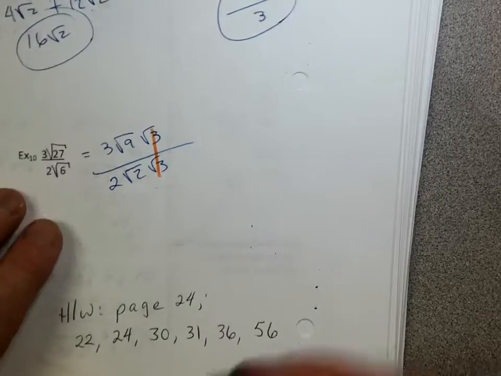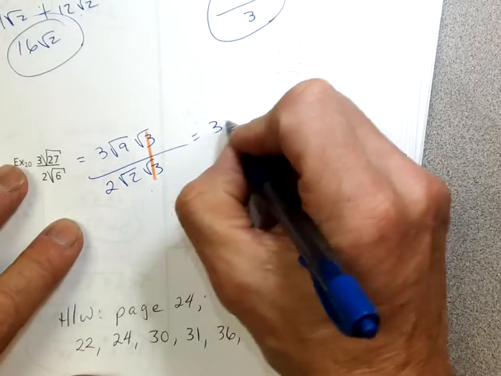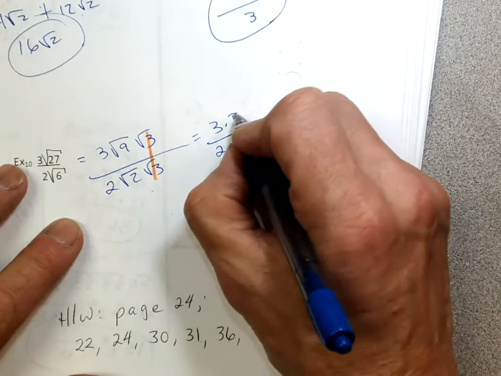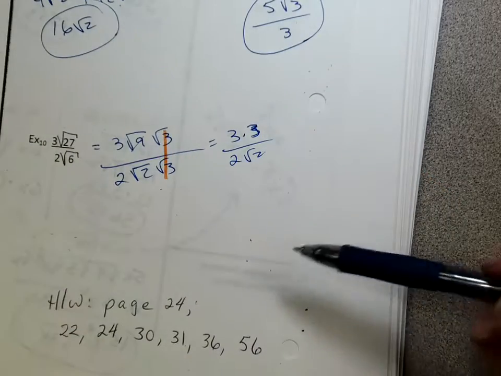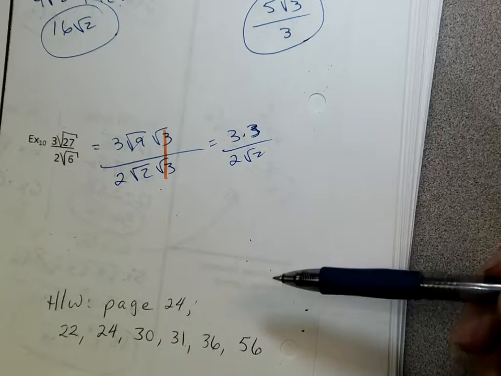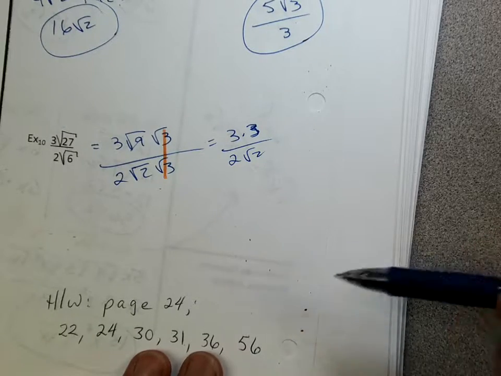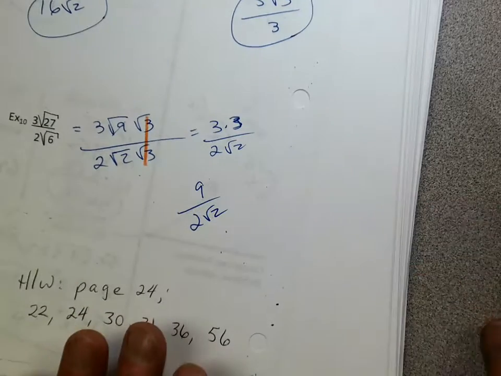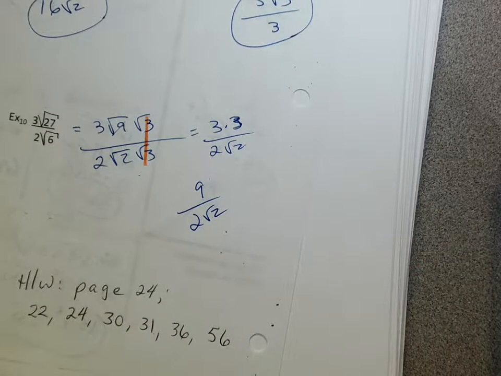I've got a 3 times a 3 over 2 square root of 2, okay? I got the 3 from right there, okay? I'm making this too hard, or you're getting it? So then I get a 9 over 2 square root of 2, but I still have a problem, don't I? Still have a problem.